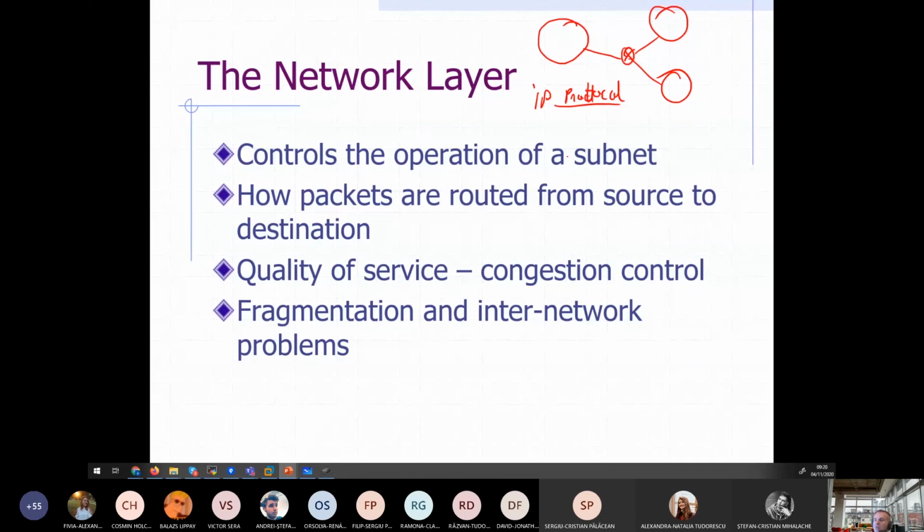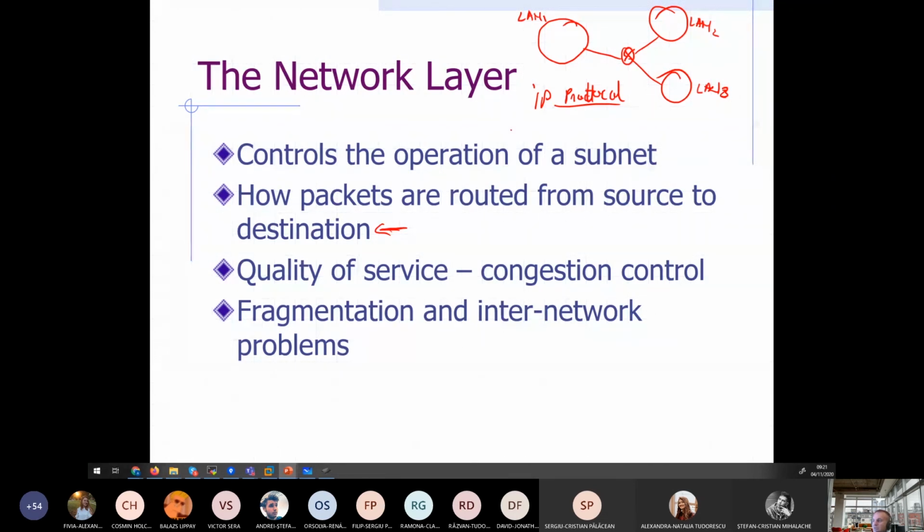This is the first layer where we can talk about structure. We have a network that has a structure, and we have different local area networks. And this is the layer that actually defines how packets are directed from a source to a destination machine. It handles quality of service, but we'll see that later on, and also fragmentation and inter-network problems.